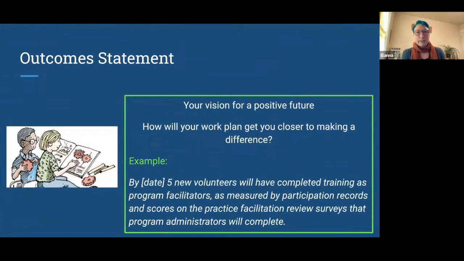And your outcome statement. So your vision of a positive future and how your work plan can get you closer to making a difference. For example, by X date, 5 new volunteers will have completed training as program facilitators, as measured by participation records and scores on the practice facilitation review surveys that program administrators will complete. So this is another way to be very clear about what your vision is for what the outcome of your project will be.